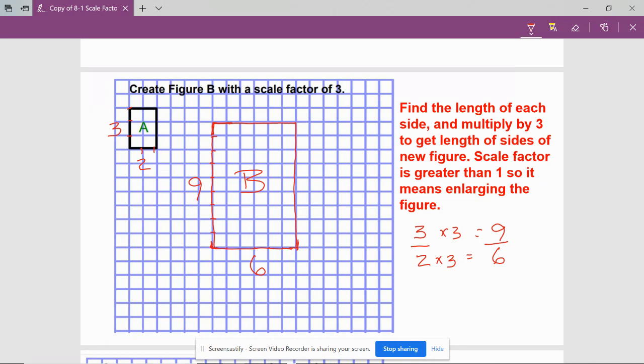Again, our scale factor is greater than 1, so that means our figure is going to be larger, because 9 over 6, we're going to end up with a number greater than 1 if we divided that out. So hopefully you can kind of see the correlation here a little bit on going from a smaller figure to a bigger figure.